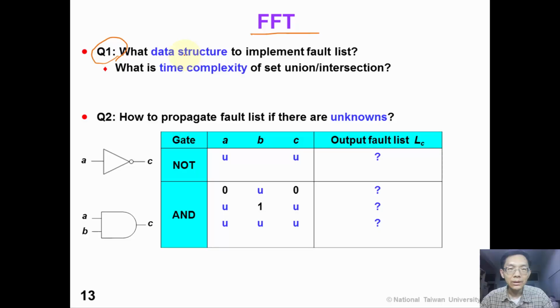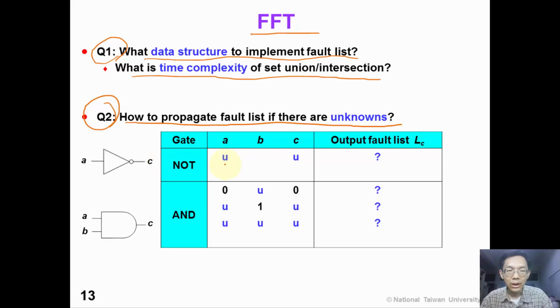Question number 1. We mentioned many set operations in deductive fault simulation. So, what data structure is suitable to implement the fault list? And what is the time complexity for set union and set intersection? Question number 2. How can we propagate the fault list in the presence of unknowns?